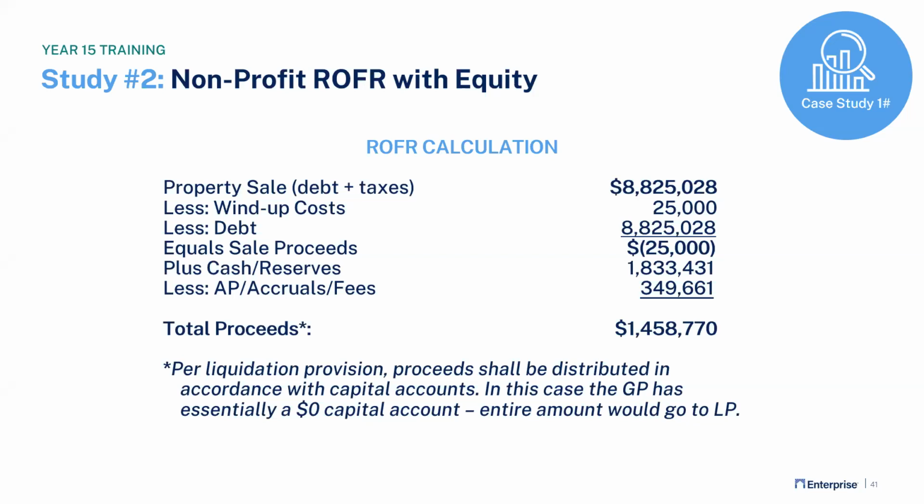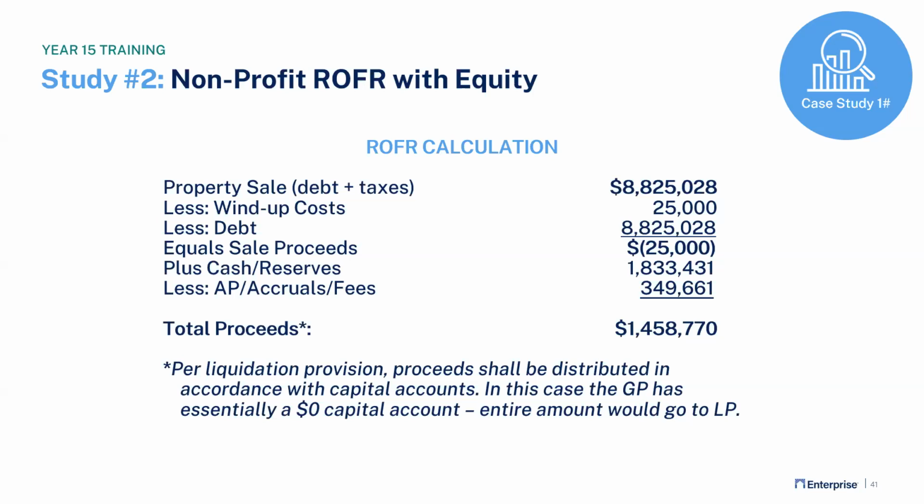We have wind-up costs associated with exercising a right of first refusal, which reflect accounting fees and legal fees to wind down the partnership after the real estate is sold. We subtract debt from that, we come up with a total, and add other reserves, and we come up with total proceeds upon the sale of 1.4 million. Now, again, as I mentioned, the limited partners' capital account was significantly, it's pretty much everything, 99.999%.